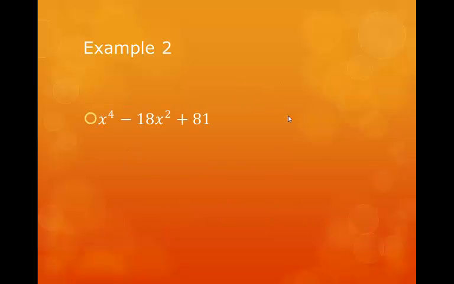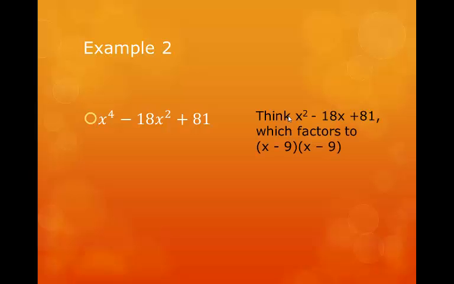One other one that we want to look at is something like this: x to the 4th minus 18x squared plus 81. Some of you might say, man, I don't know how to do x to the 4th, that's tricky. But look at this, x to the 4th and x squared, that's almost like x squared minus 18x plus 81. So if I look at x to the 4th minus 18x squared plus 81 as x squared minus 18x plus 81, the x squared minus 18x plus 81 factors as x minus 9 times x minus 9. That's a special form. That's a perfect square trinomial.